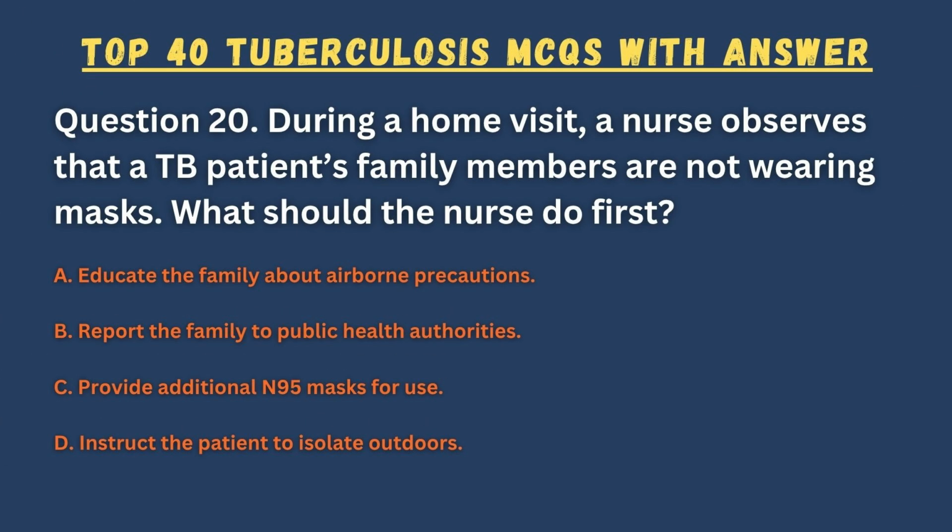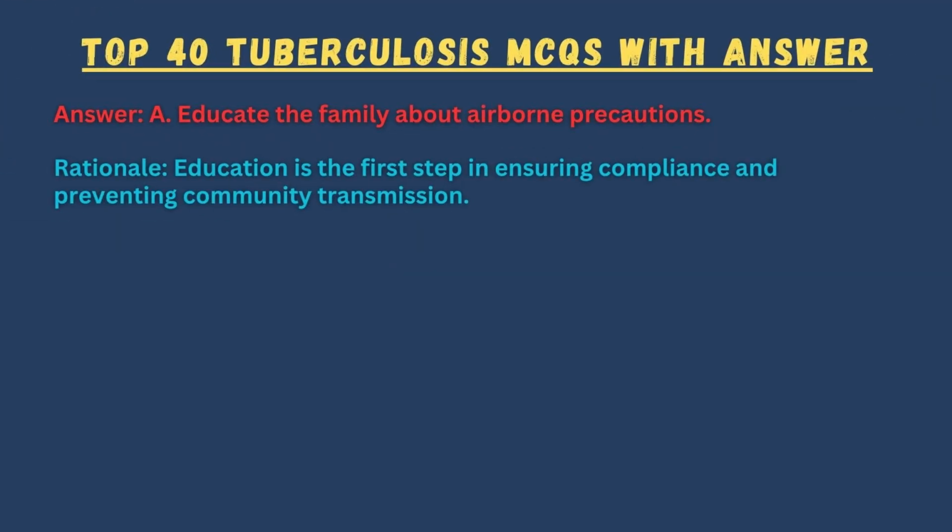Question 20. During a home visit, a nurse observes that a TB patient's family members are not wearing masks. What should the nurse do first? A. Educate the family about airborne precautions. B. Report the family to public health authorities. C. Provide additional N95 masks for use. D. Instruct the patient to isolate outdoors. Answer. A. Educate the family about airborne precautions. Rationale. Education is the first step in ensuring compliance and preventing community transmission.